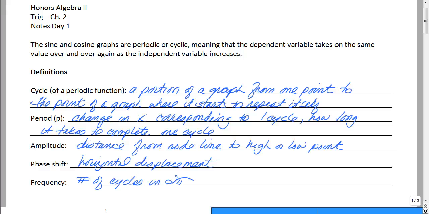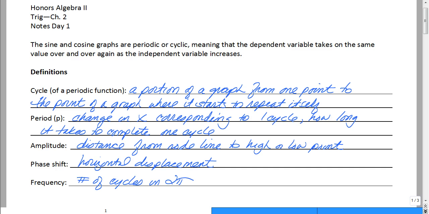Here goes a lesson on graphing sine waves. We're going to start off with some definitions and then we're going to start graphing our sine waves, okay? The first thing we're going to do is start with cycle of a periodic function.